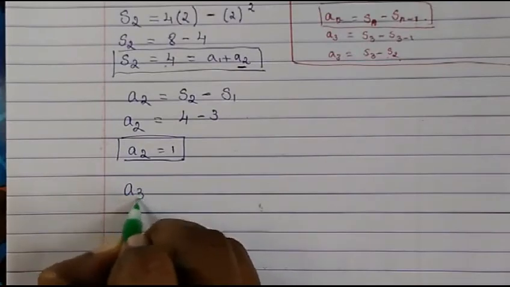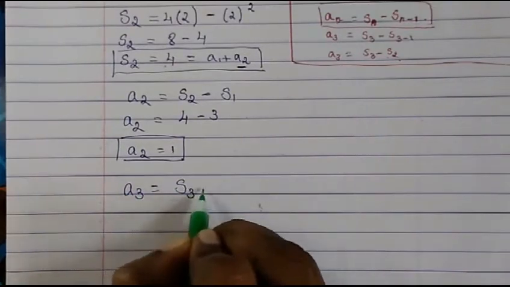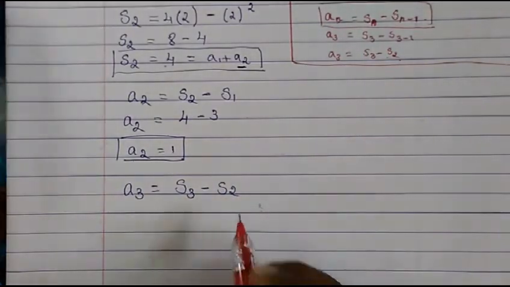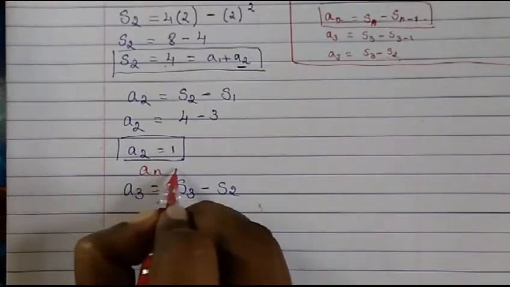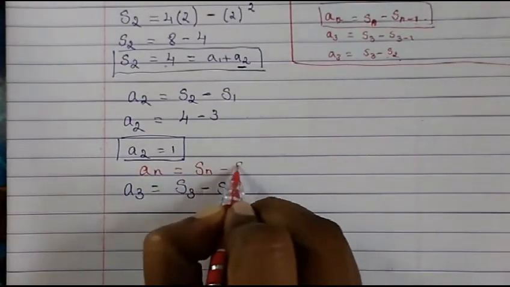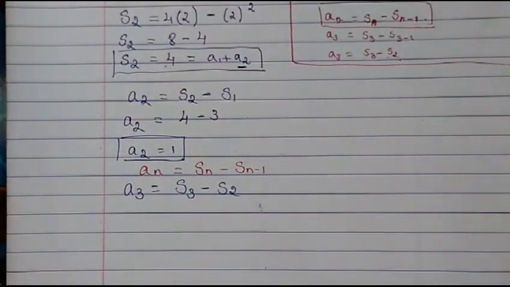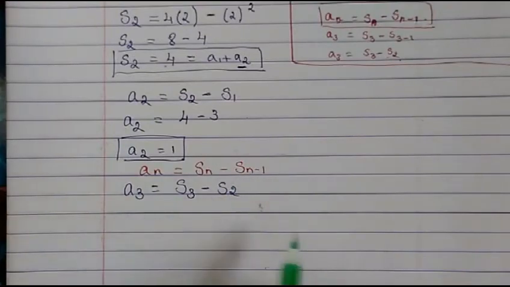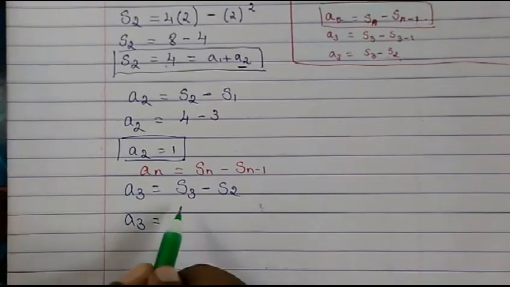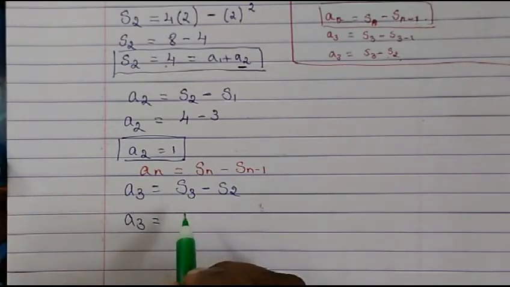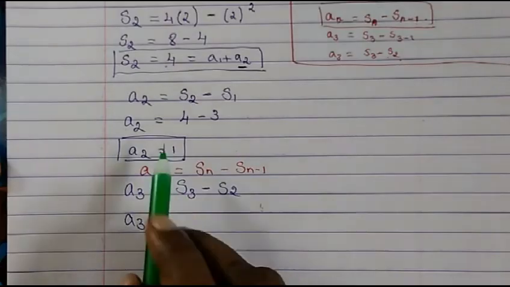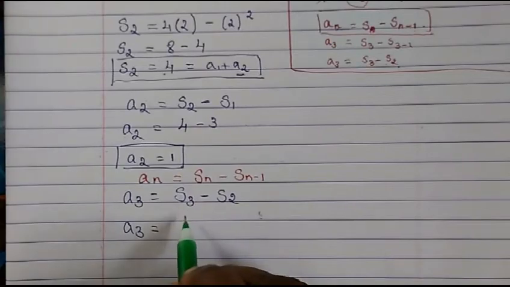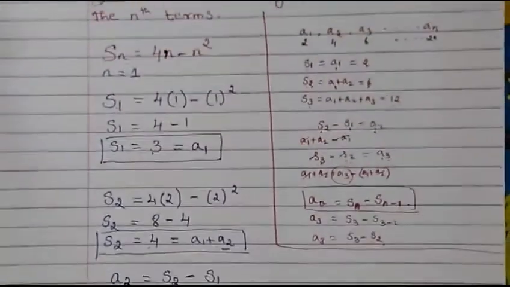To find A3, from S3 we have to subtract S2. Let's put it in the general formula I have already explained: An equals Sn minus Sn minus 1. So for A3, 3 minus 1 will be 2 here. To get A3 we need S3, the sum of three terms. We don't know S3, but S2 we have found out. S3 can be written this way because I have already explained it.